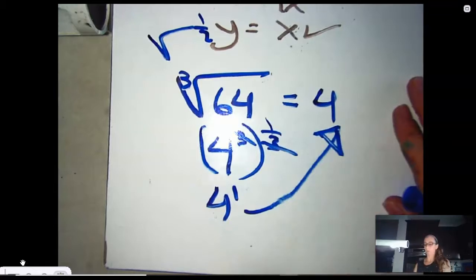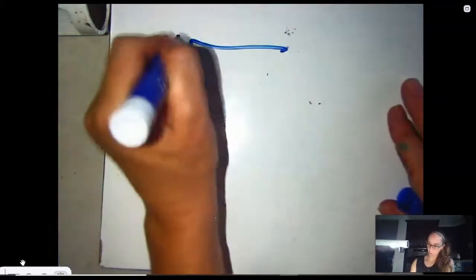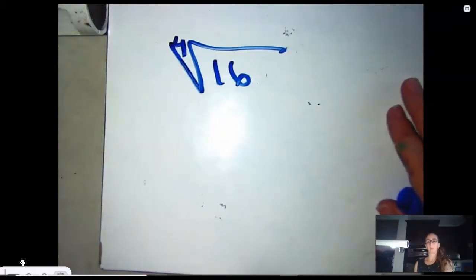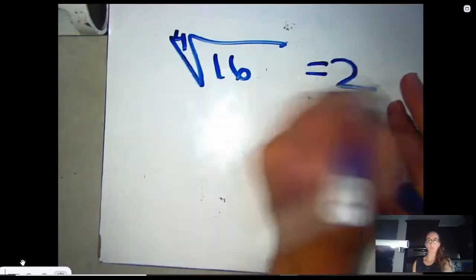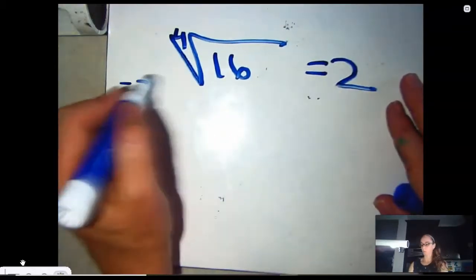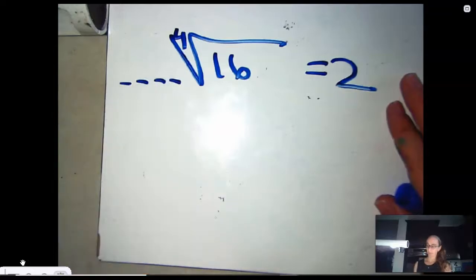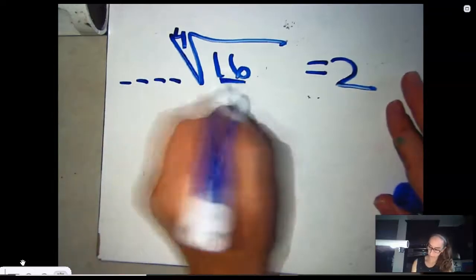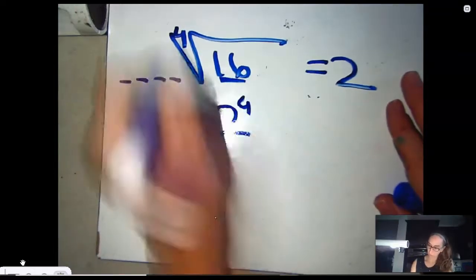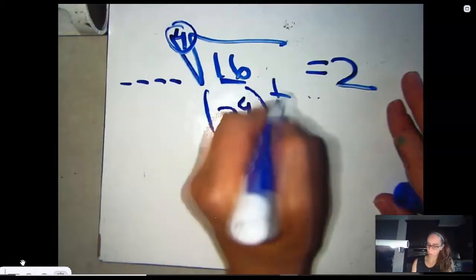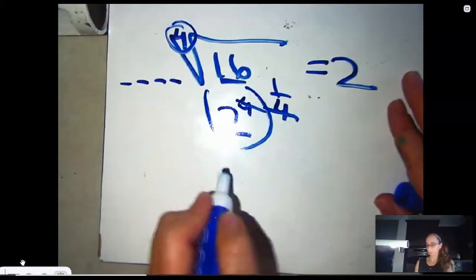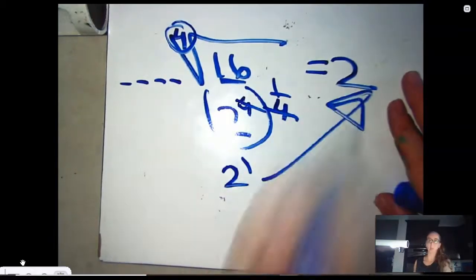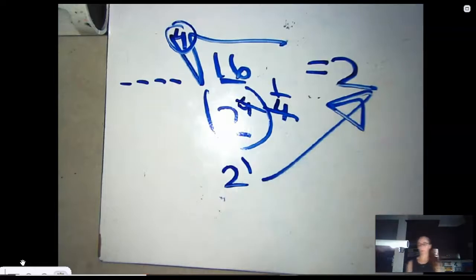is 4. What if I had the 4th root of 16? What does that equal? A lot of you know that's 2, because 2 times 2 times 2 times 2 is 16. How could I do that? 16 is 2 to the 4th. This means to the 1/4. Bye-bye. 2 to the first. 2. We'll work with that more later.